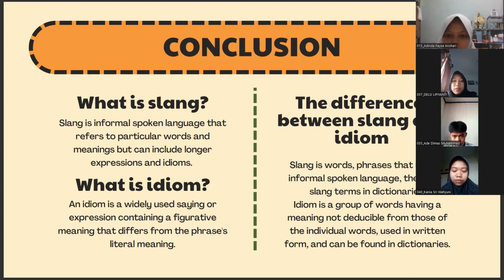And the difference between slang and idiom, well, slang is words and phrases used in informal spoken language. There are no slang terms in dictionaries. And then idiom, while idiom is a group of words having a meaning not deducible from those of the individual words, used in written form and can be found in dictionaries.